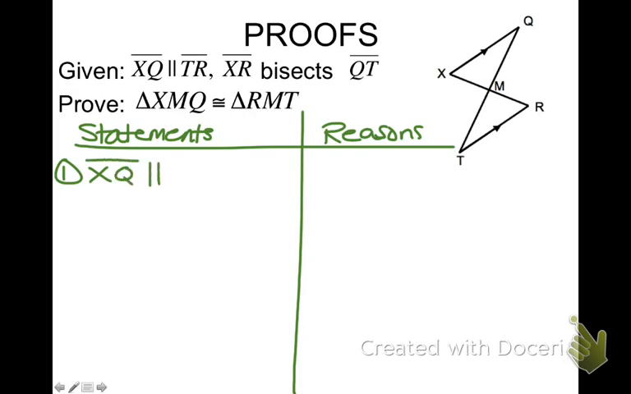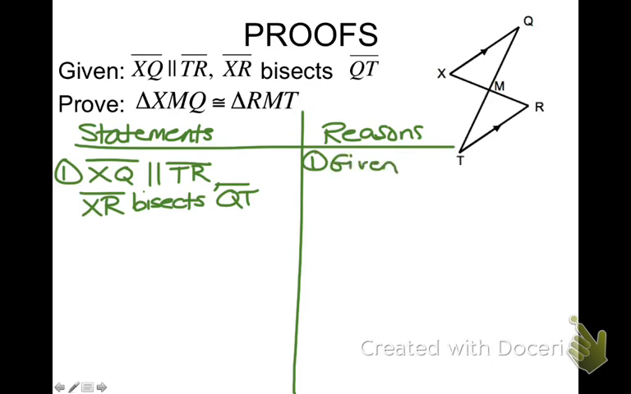Line 1: XQ is parallel to TR. XR bisects QT. Given. All right. Am I given any congruencies right away in my given statements? Nope, I don't see anything being congruent to anything. So that means I've got to get all of it that I possibly can.